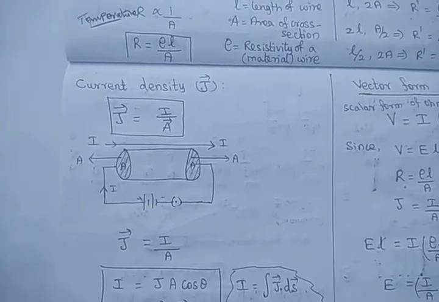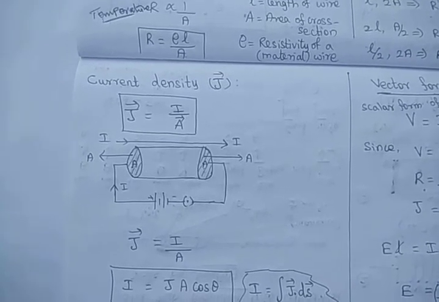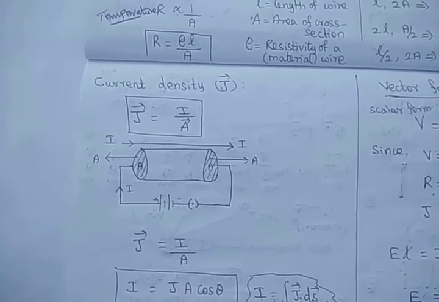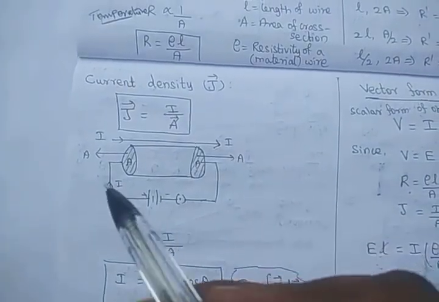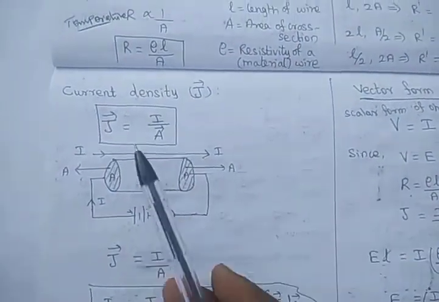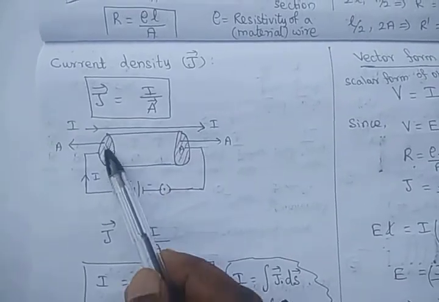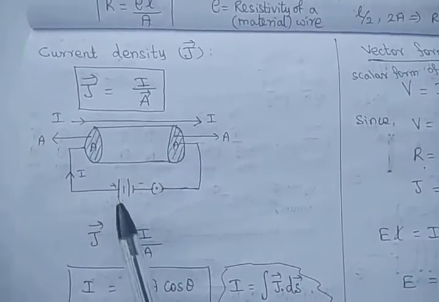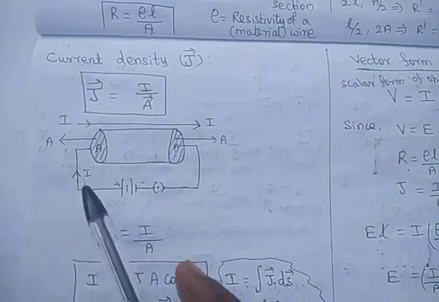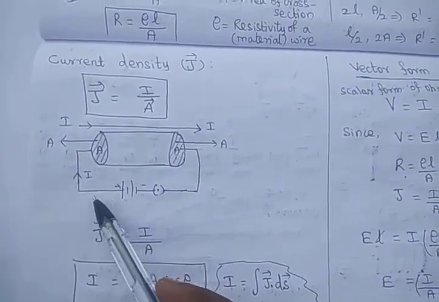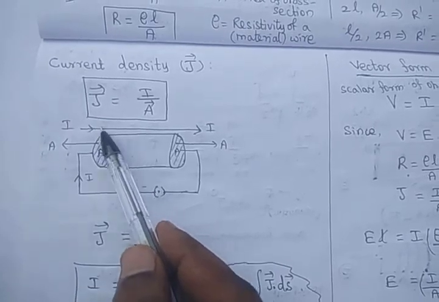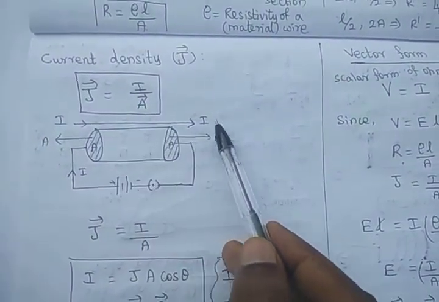Sometimes students may argue with me, sir, how is current a scalar? Yes, I am saying that current is a scalar, but the current has a direction when it flows through the material. Very simply, let us take a wire. This is the area of cross section. The battery is connected. The current flows from the positive terminal to the negative terminal. The direction of the current is shown here. The current enters the wire here and goes out here.